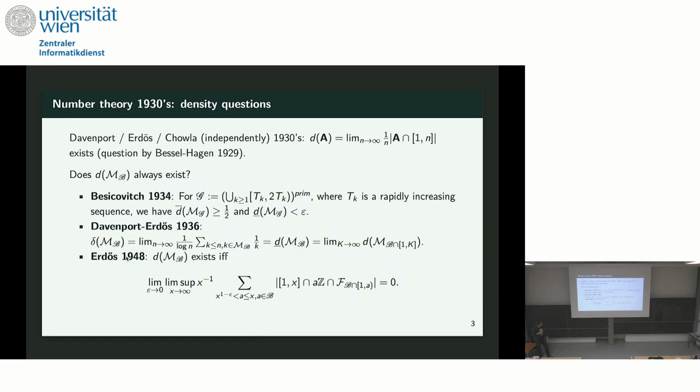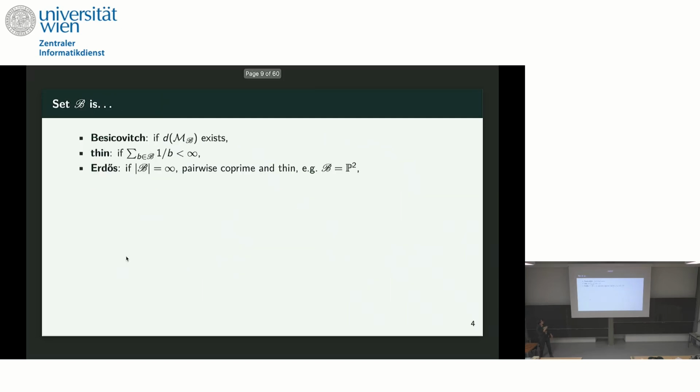We have a sum over all elements of B that are between x to 1 minus epsilon and x. And then we look at the interval from 1 to x. We check whether our number is divisible by this A we are looking at. And we don't want it to be divisible by anything that is smaller that is in B. So this is this quantity. Of course, you divide by x, and then you take lim sup over x, and then the limit as epsilon goes to 0. So there is this technical criterion.